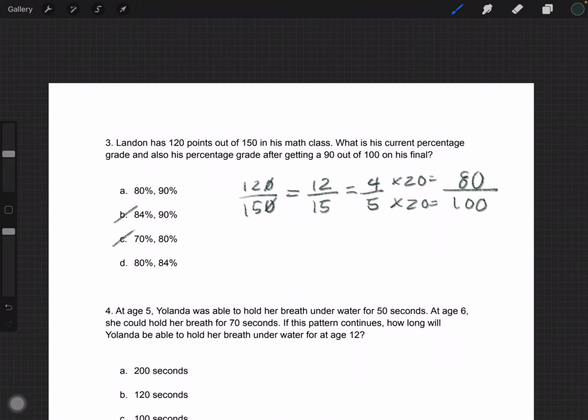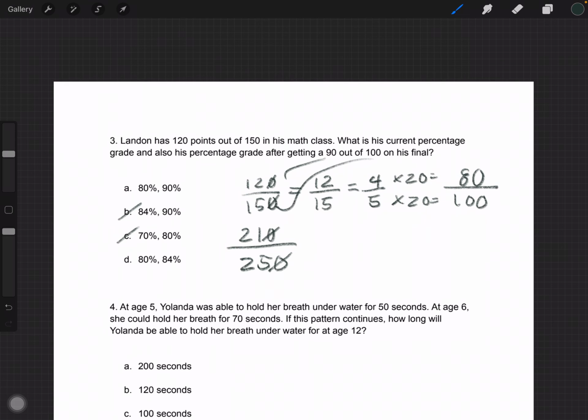So he got a 90 out of 100 on his final. So we know that the bottom number is the total, and the top number is how many points he has. So we just add the 90 to here, 90 to here, 100 to here. So 120 plus 90 is equal to 210 divided by 250, because you add the 100 to the bottom. You can take these zeros out. 21 over 25, you cannot just simplify the way that I did for the first one, so you should probably go in and do some long division.